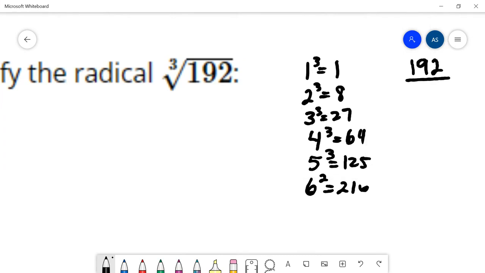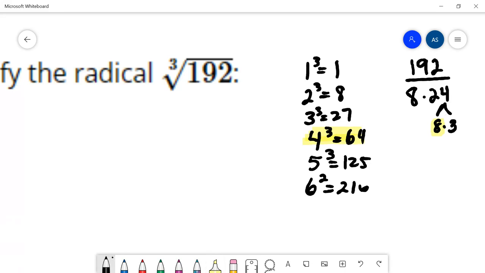192 is 8 times 24. But when you factor it into a perfect cube, you want to make sure that you get the biggest perfect cube possible. And by looking at my other factor here of 24, 24 I know is 8 times 3. So there's another perfect cube that's bigger than just 8.